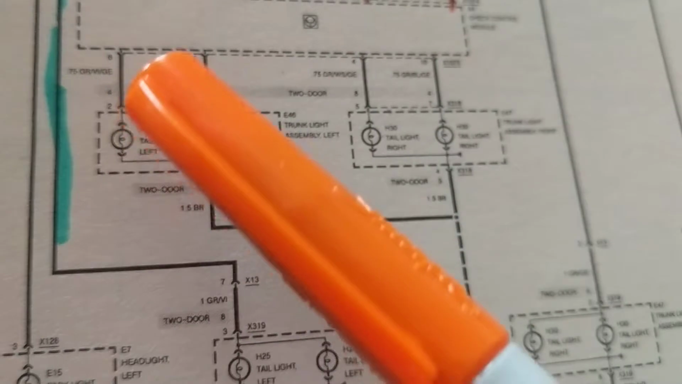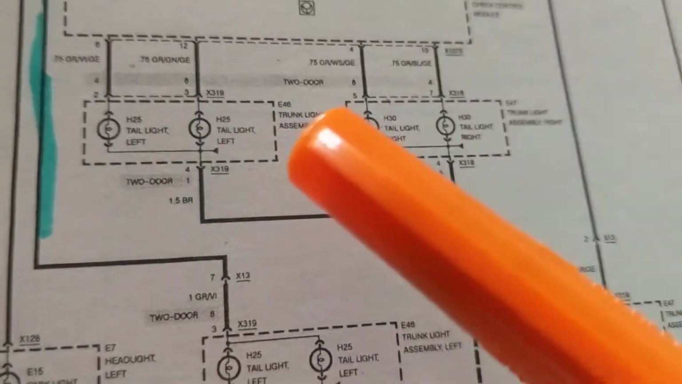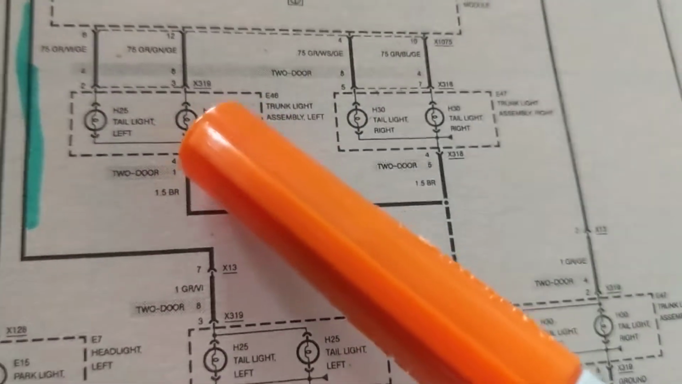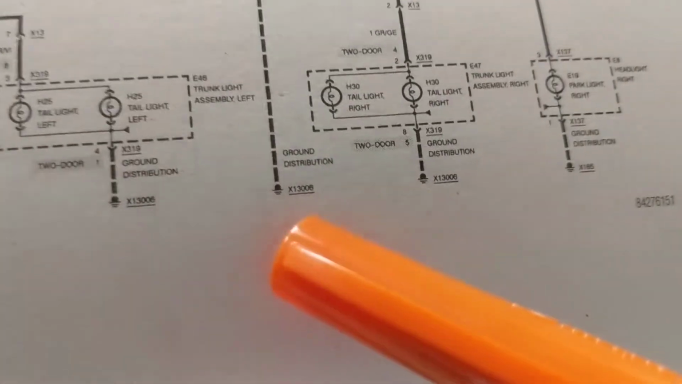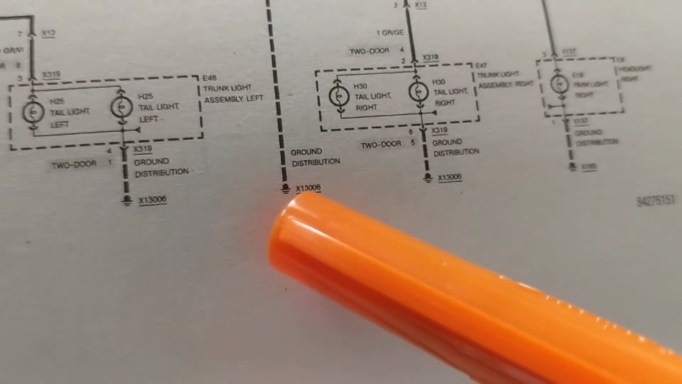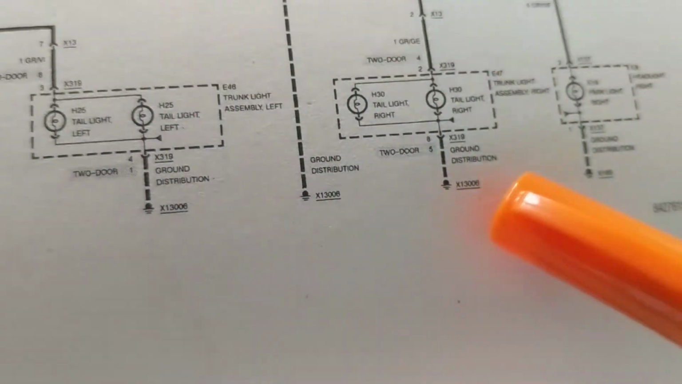Current goes through here, lighting this one. Current goes through here. This is a common path right now, and it has to go to ground. Sure enough, it goes to ground. Ground distribution. This is the ground.